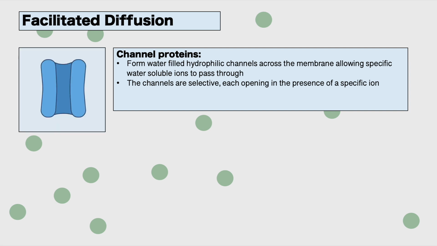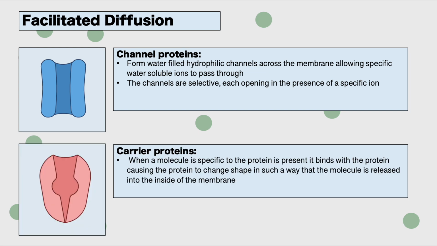Channel proteins form water-filled hydrophilic channels across the membrane, allowing specific water-soluble ions to pass through. The channels are selective, each opening in the presence of a specific ion. With carrier proteins, when a molecule like glucose, for example, that is specific to the protein is present, it binds with the protein, causing the protein to change shape in such a way that the molecule is released into the inside of the membrane.